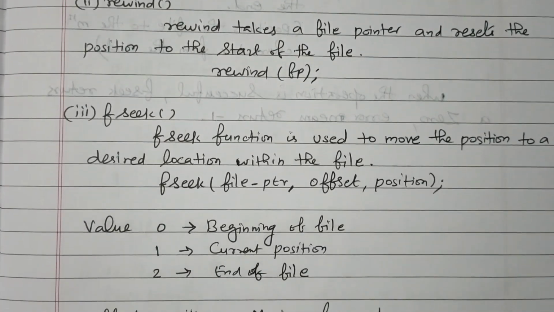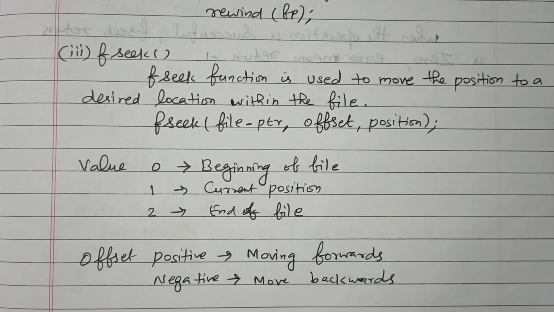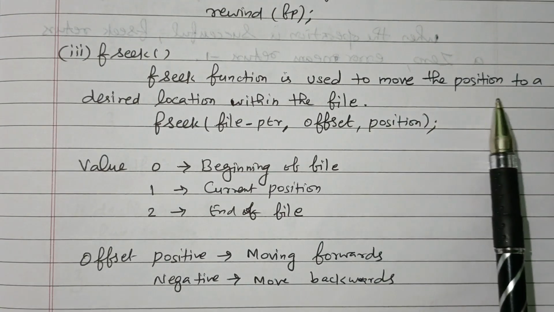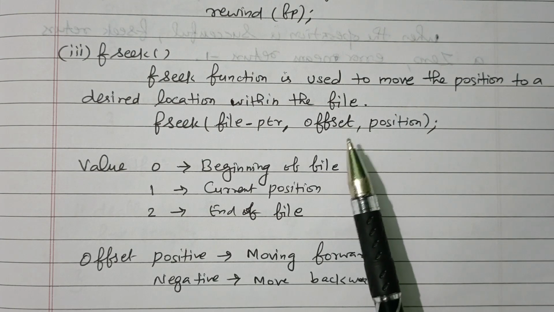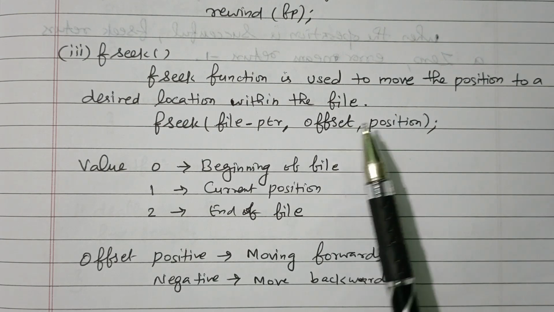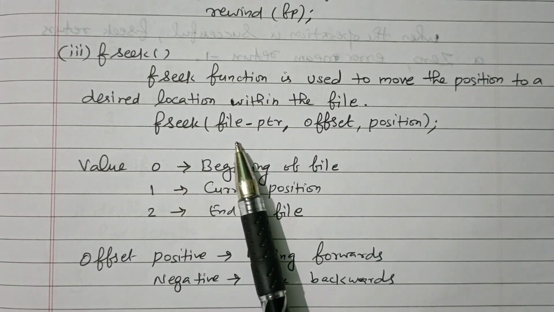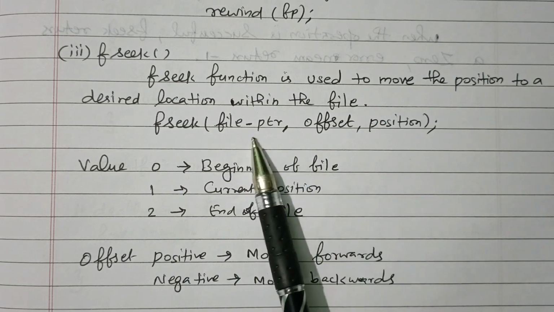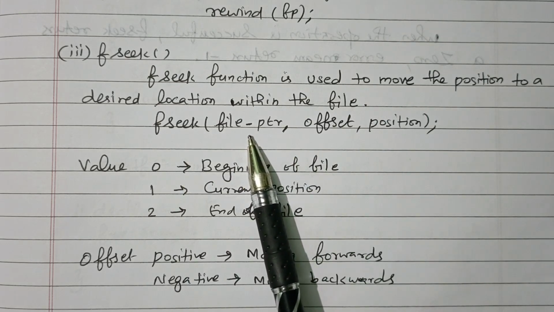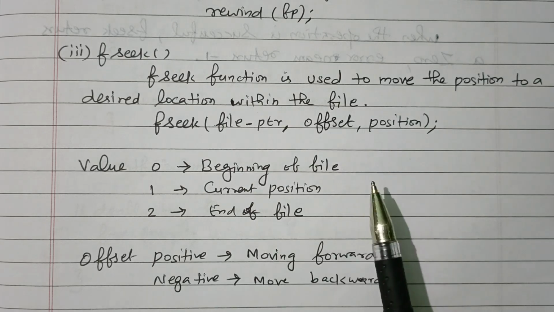Then one more function, fseek. The fseek function is used to move the position to a desired location within the file. We can go to the desired location. According to our requirement, we can move. The syntax is fseek(file pointer, offset, position). So this is a file pointer, the corresponding file pointer we have to mention. Offset, then position. What is offset?